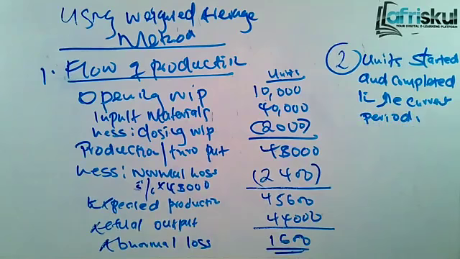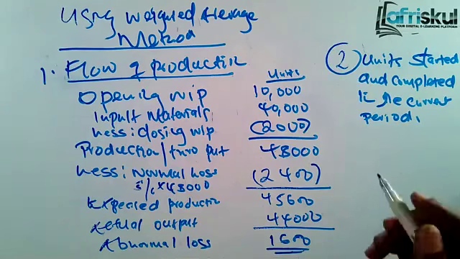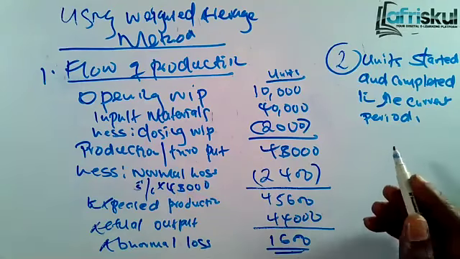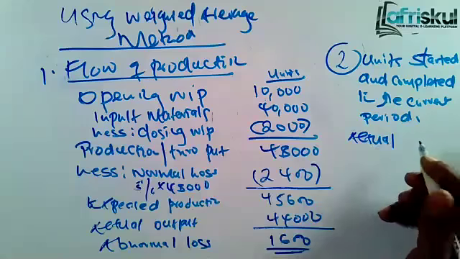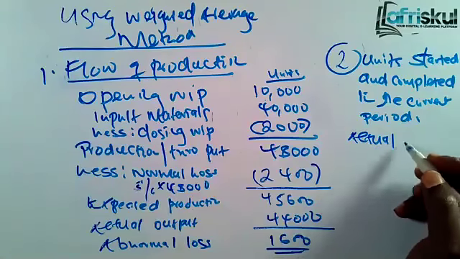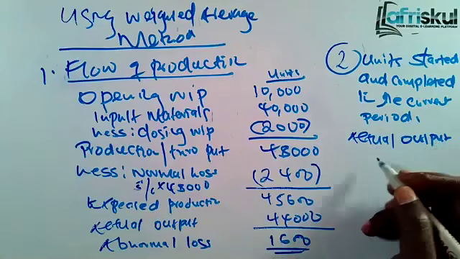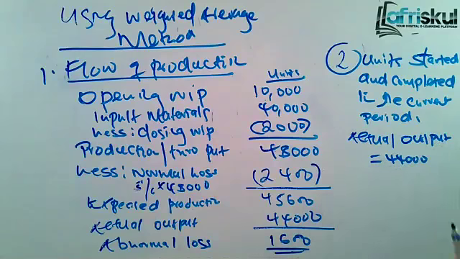Remember, this is the procedure you follow, whether you're using FIFO or weighted average. Under weighted average, the units started and completed in the current period is equivalent to actual production, actual output, which equals 44,000. Had it been the FIFO method, you would have deducted the opening WIP units. That is the difference between FIFO and weighted average. That is the first and the second thing you do under this question.